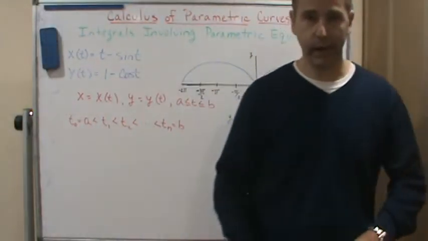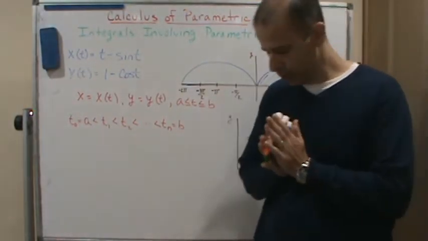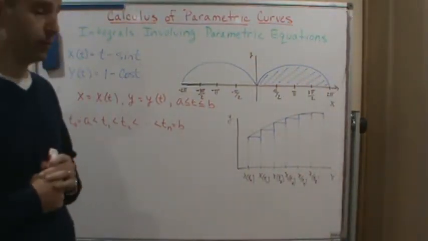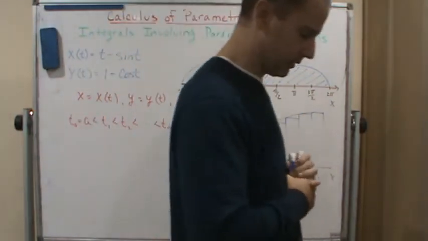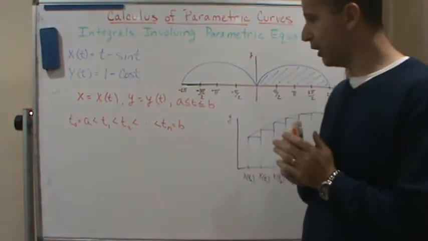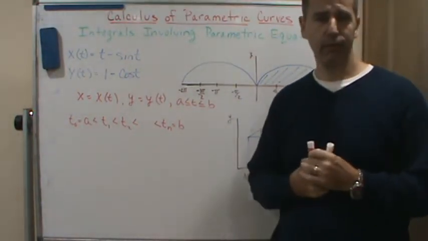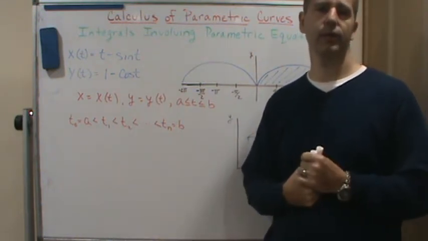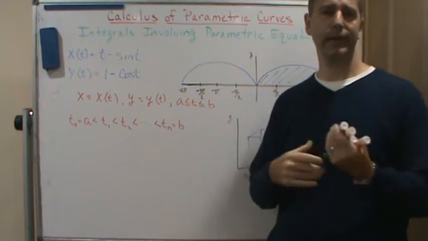Okay, so welcome back. Now what we're going to do is use the idea of Riemann sums to find the area under the curve, because the next question, now that we've dealt with derivatives, found the equation of a tangent line, and found second derivatives, is how do we find the area under the curve?